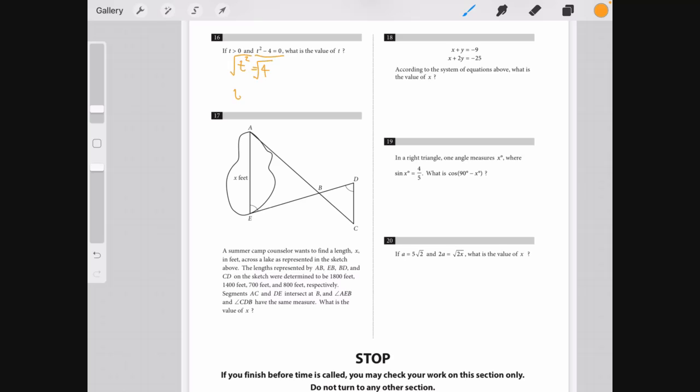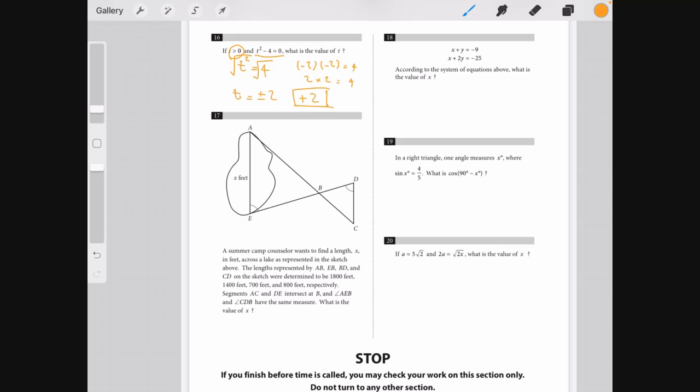Then from here t will be plus or minus 2, because minus 2 times minus 2 becomes 4. Also 2 times 2 becomes 4. So we have two answers. But because t is bigger than 0, only plus 2 is the answer.